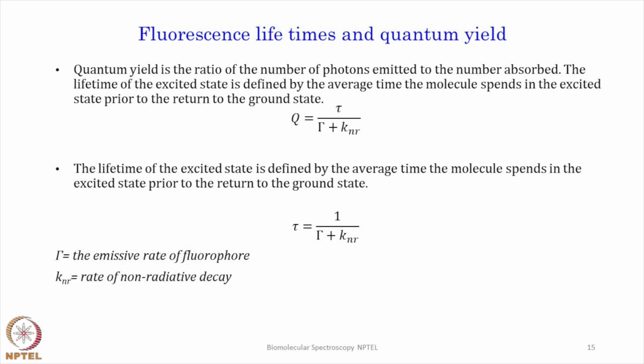So quantum yield Q depends upon the total time tau plus the rate of non-radiative plus radiative. So K, that big lambda, is the emission rate of the fluorophore, and KNR is the rate of non-radiative decay. The lifetime of an excited state is defined by the average time that a molecule spends in the excited state prior to returning to the ground state. Two concepts: one is quantum yield, the efficiency of a fluorophore; the second is how much time it spends.